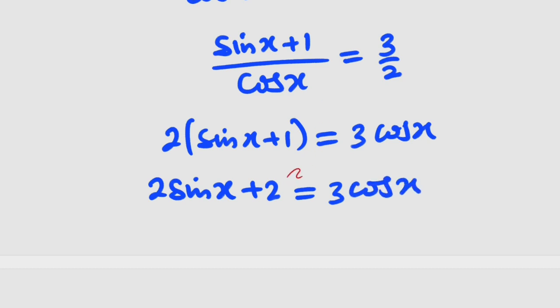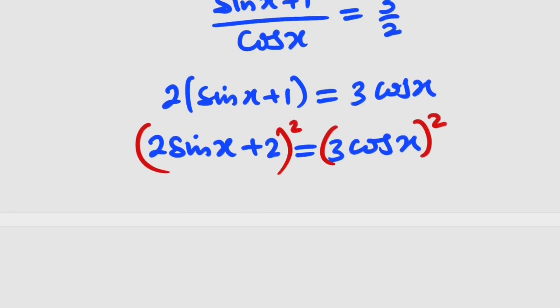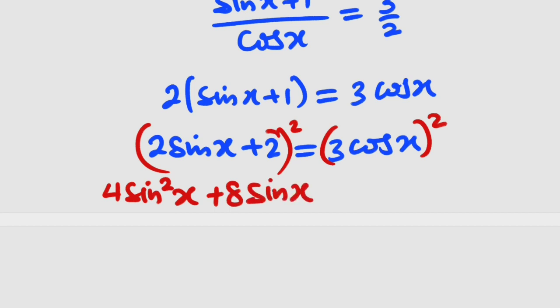Now I would like to square both sides. Square this and square the other side. The expansion of the left hand side, the first term squared, that is going to give us 4 sine squared x. Then 2 times this times this. 2 multiplied by this will give us 4 sine x times 2 is 8 sine x. Then 2 squared is 4. We have plus 4 here. And the other side we have 3 squared is 9. We have cosine squared x.